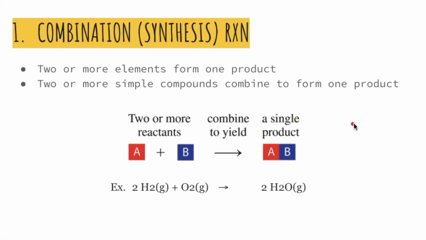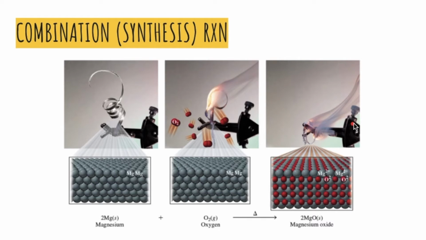One of the main types of chemical reactions is combination, or also known as a synthesis reaction. As the name implies, simple reactants make or synthesize a more complex product. So you can see 2 or more elements coming together to form a product, or 2 or more simple compounds combining together to form a single more complex product. The basic format of our combination reactions are going to be A plus B combined to form a single product, AB. So I've included an example below. We can see hydrogen gas coming together with oxygen gas to form a single product, H2O, or also known as water.